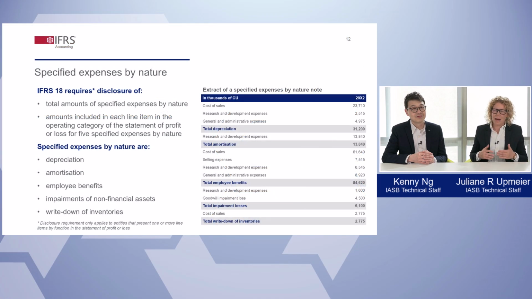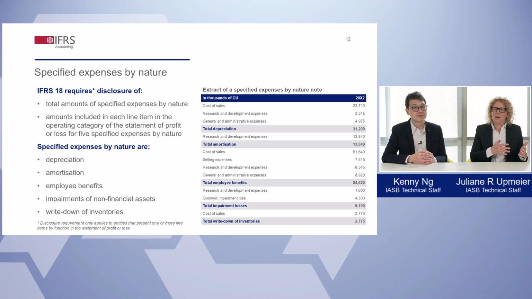I'll start again by explaining what is required by IFRS 18. Entities presenting one or more line items by function in the statement of profit or loss, for example, entities presenting a cost of sales line item, are required to disclose the totals of specified expenses by nature in the notes, such as depreciation, amortization, or employee benefits.